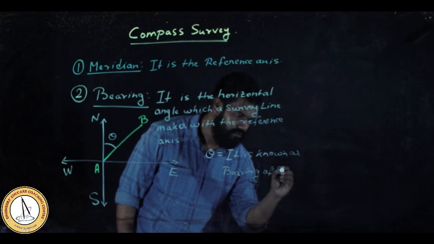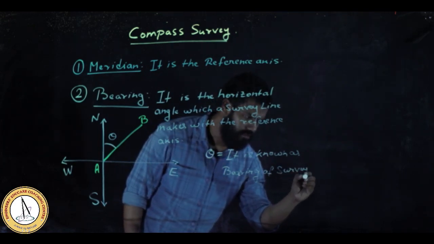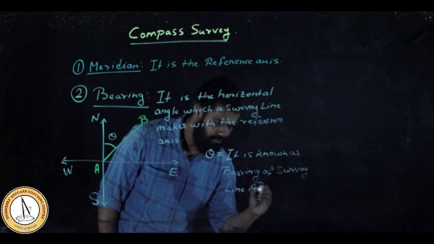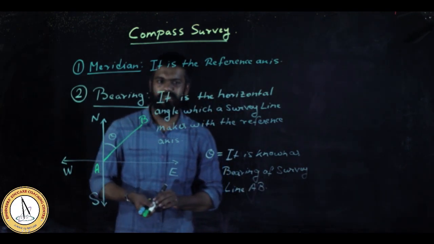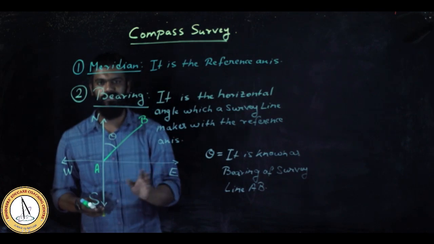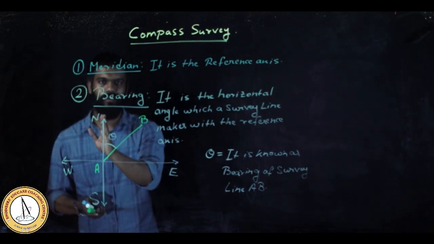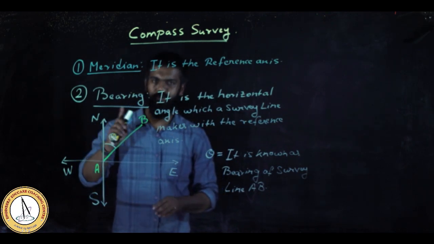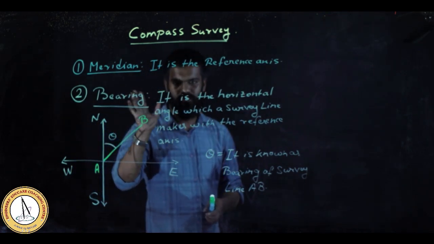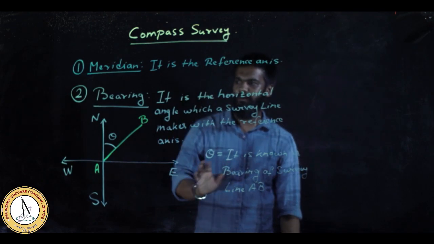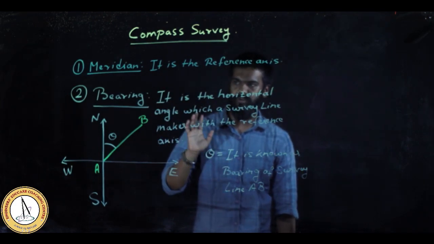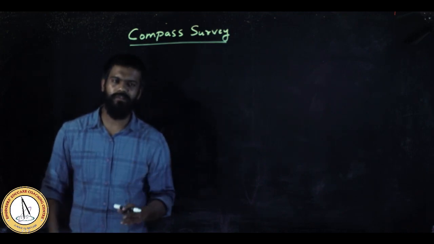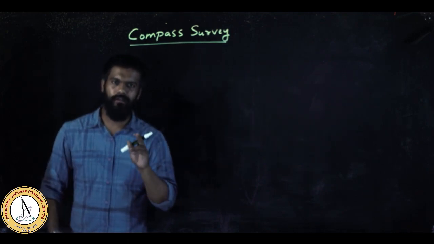Bearing of survey line AB. So the bearing is nothing but a horizontal angle which it makes with the north-south, or you can say the reference axis. So I hope that you understand up to this much. So you can pause the video and record whatever is written on the screen. So I have told you about the two terms, that is your meridian and the bearing.